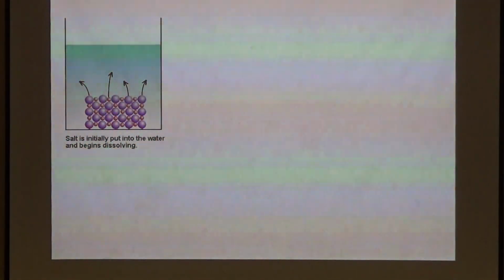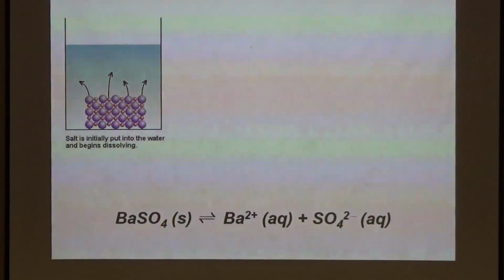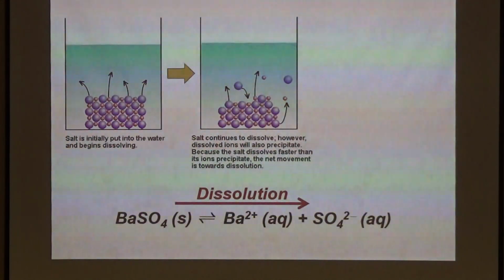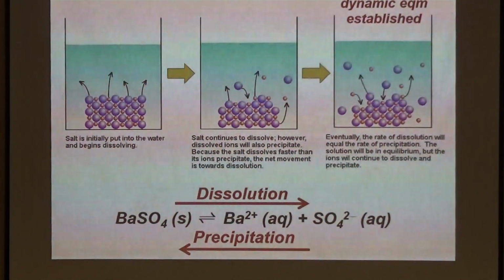Okay, so let's say, try to visualize this. You will have a salt, you put it in water, okay? It starts to dissolve. Alright, so you have the barium and the sulfate. Okay, however, just as the ions leave the crystal, you can get ions returning. So eventually, there will be an equilibrium. Okay, a dynamic equilibrium.